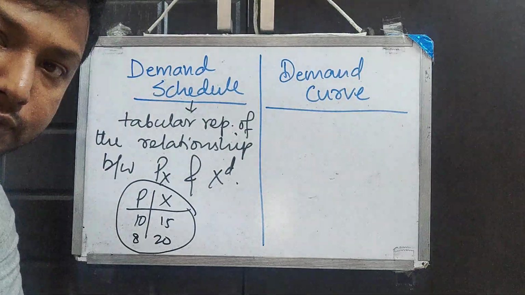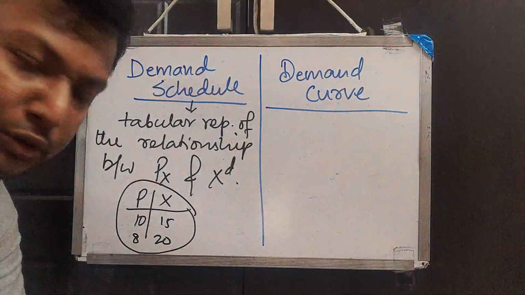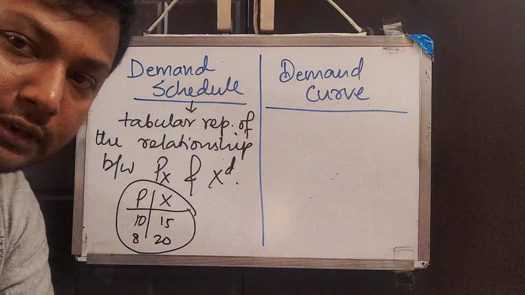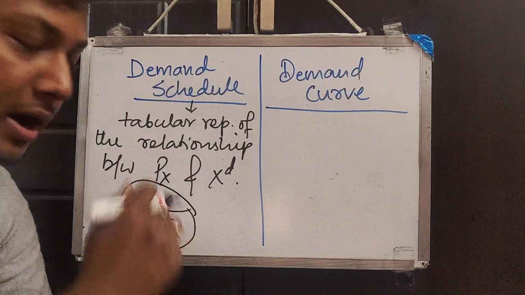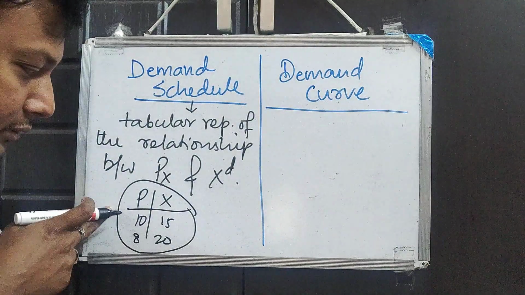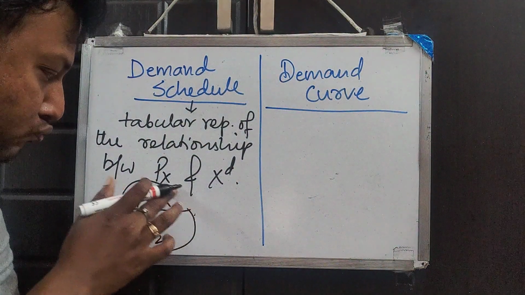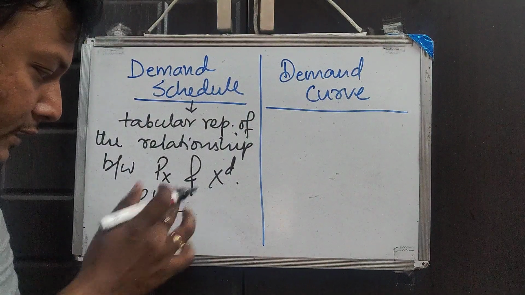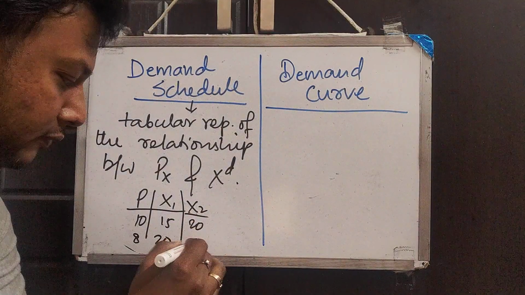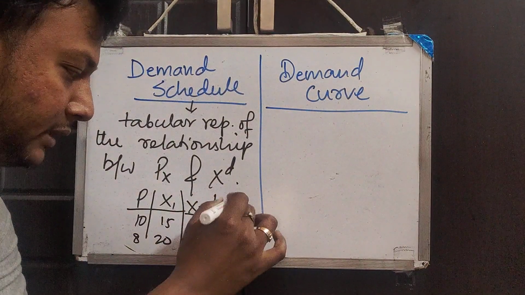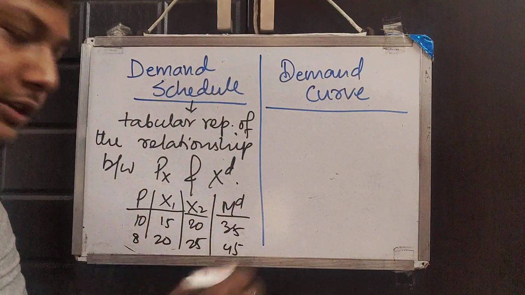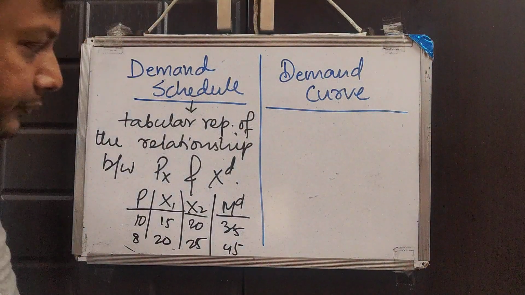Now, demand schedule can be of two types: individual demand schedule and market demand schedule. This is the case of an individual demand schedule. Now if I include another one, say 20, 25, then the market demand will be the sum total of this, 35 and 45. This is your market demand schedule.